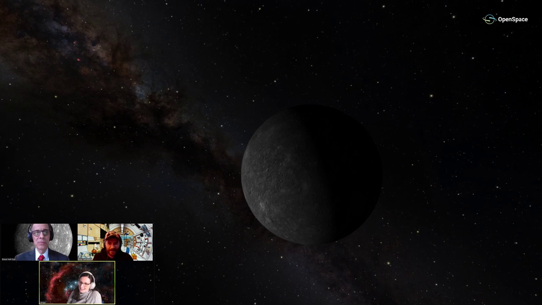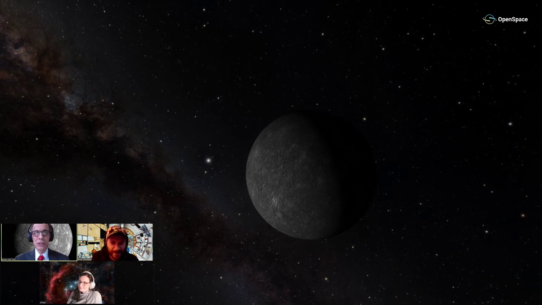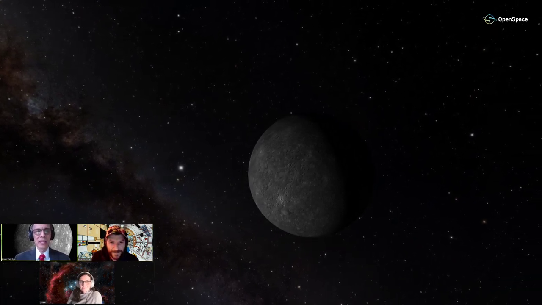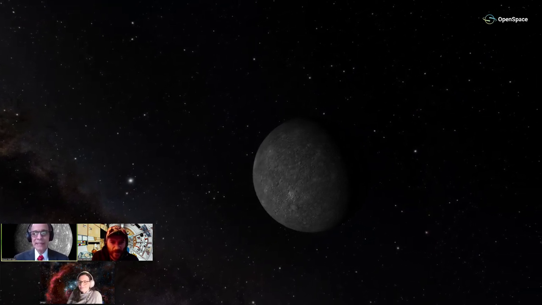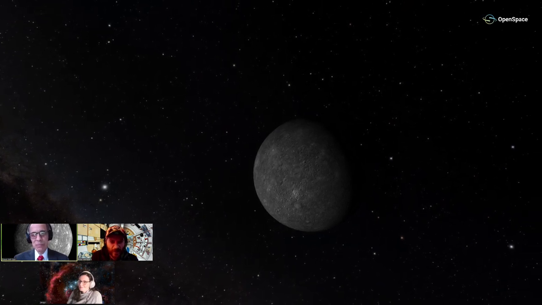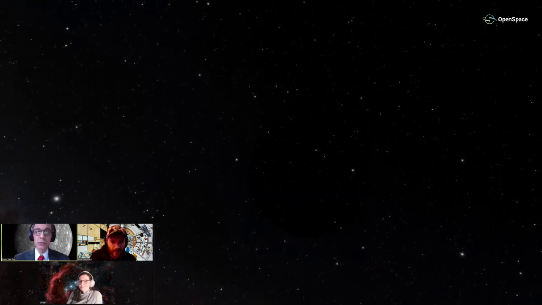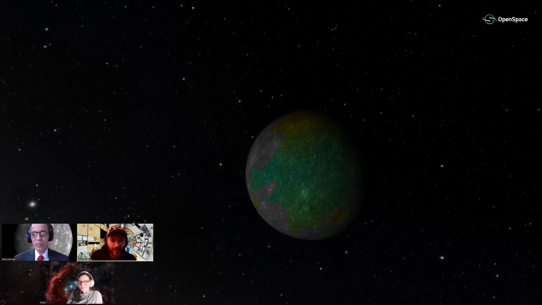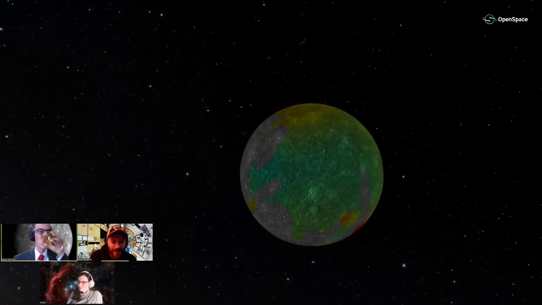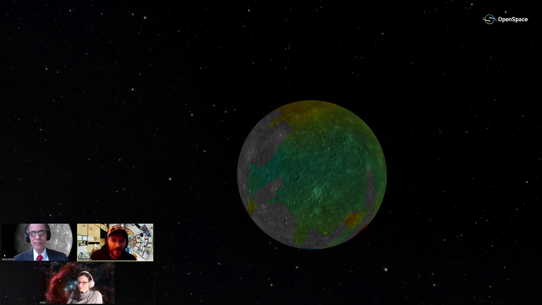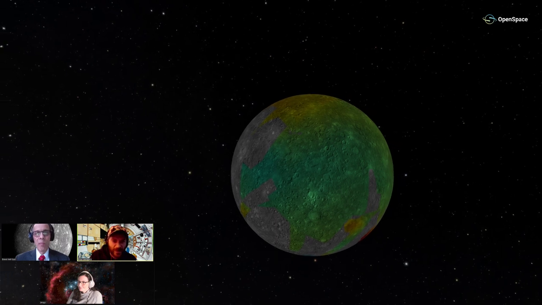And then here we're looking at the closest planet to the sun, Mercury. So as I said earlier, Mercury is a fascinating planet because even though it's a rocky planet, it's different from the other rocky planets. And the surface is not very abundant in iron, whereas Mars is red for a reason. It's rust. So here I've actually turned on a map showing the iron abundance on the surface of Mercury. And as we can see, there's not very much red.